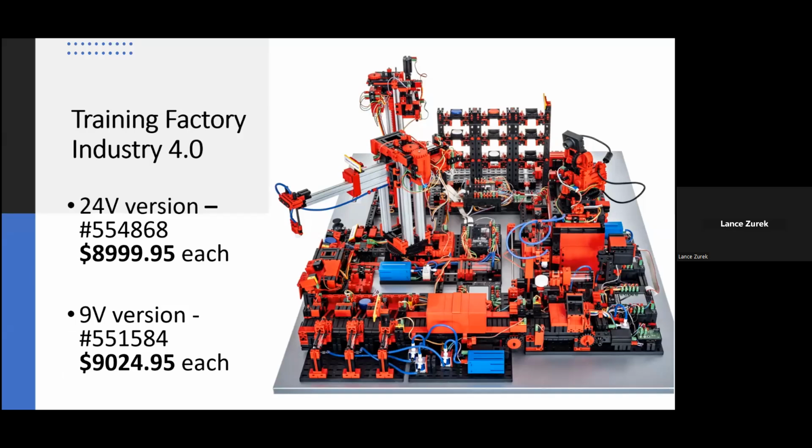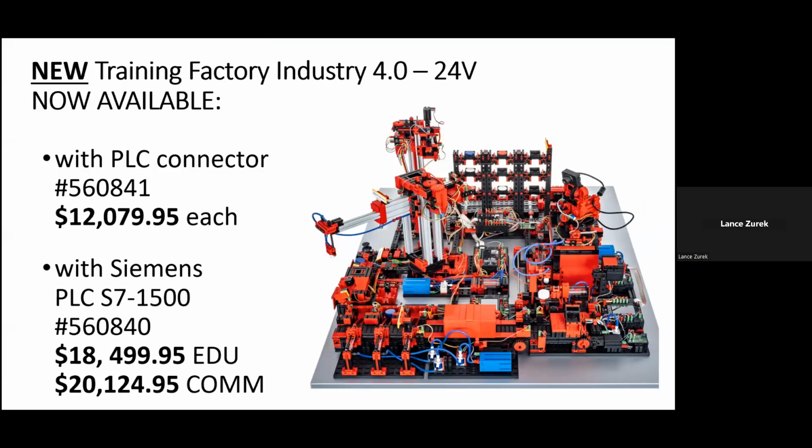is $8,999.95. And in the 9-volt version, it is $9,024.95. Again, the 24-volt variation comes with access to the program and structured text. But we do have two additional variations to mention. There are two new versions of the Training Factory Industry 4.0 for 24 volts that are now available.